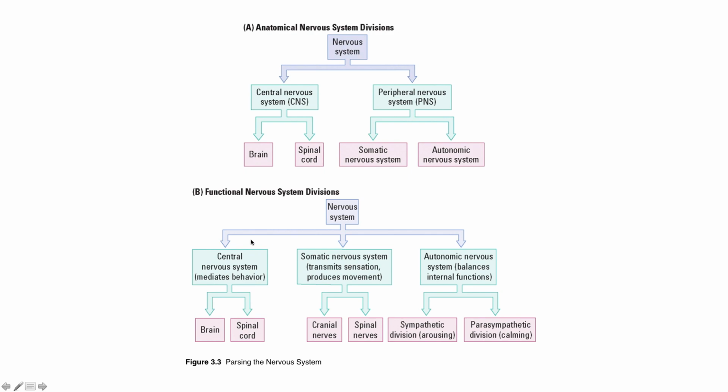Again, the central nervous system is important for all our behaviors and consists of the brain and the spinal cord. The somatic nervous system is important for the transmission of your sensations and also the production of your movement, and this is split up into cranial nerves and spinal nerves. And then the autonomic nervous system, which balances your internal functions, is split up into the sympathetic division, which is arousing or fight and flight, and the parasympathetic division, which is calming, or we also say rest and digest.